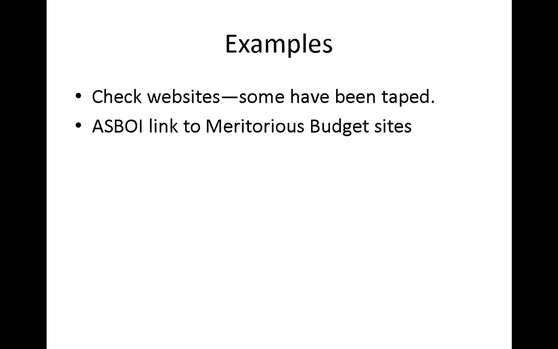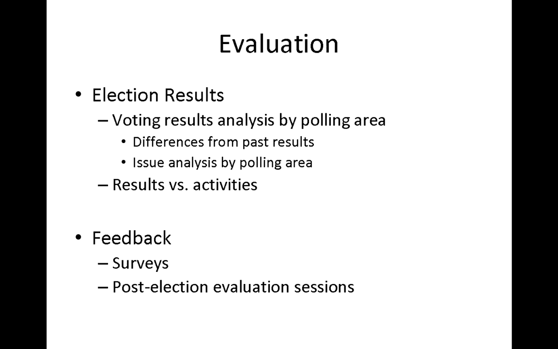There are many websites out there, some that show you budget presentations. Some have been taped, and the information is out there on the website. I would encourage you to go through and look at some of those. ASBO International has a link to its meritorious budget sites, which it has called meritorious based on a set of criteria. You want to look at that.